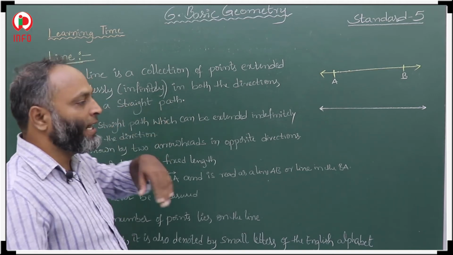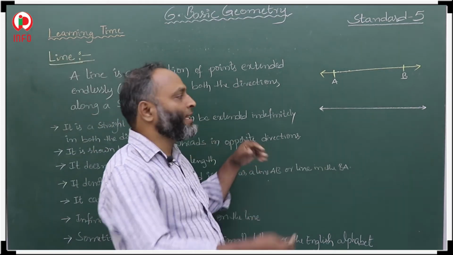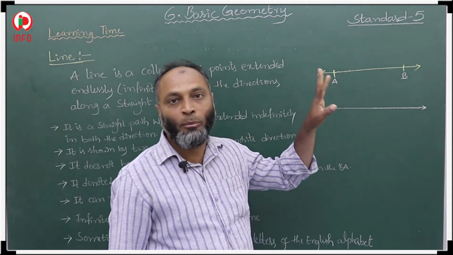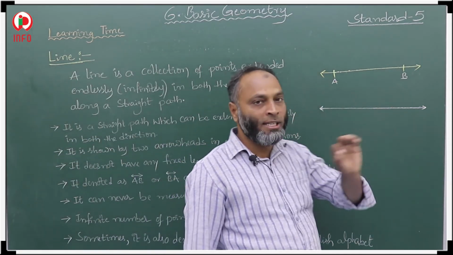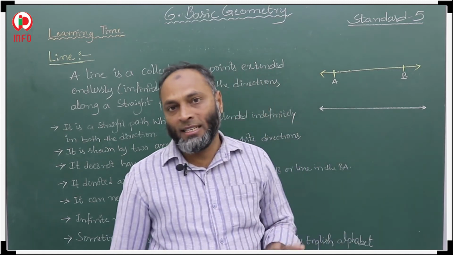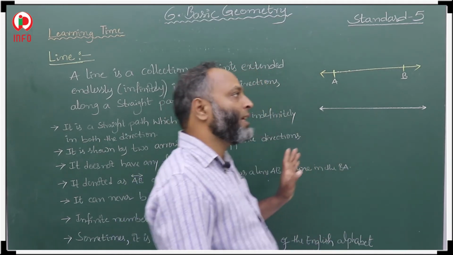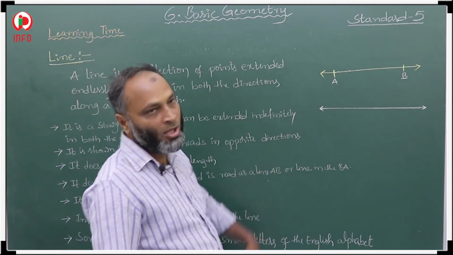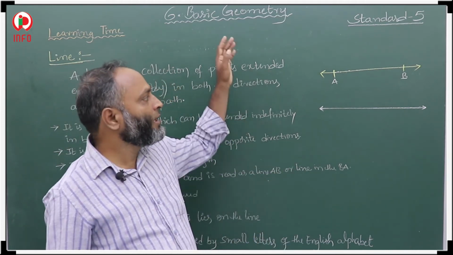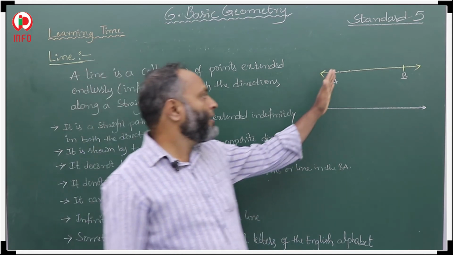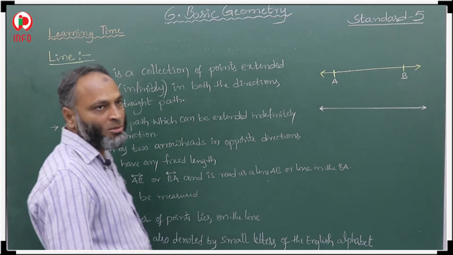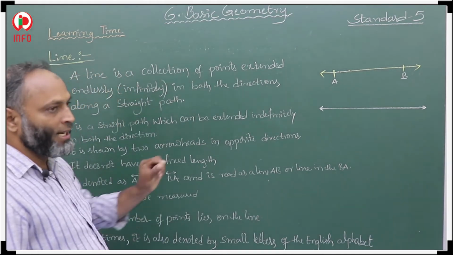Endlessly means in both directions. There is no end. If you ask whether any end point is there, no end point is there. Here in a line, there is no end point. It moves endlessly in both directions, right, left, or top or bottom, whatever, depending on the line. Here on the left side and right side, it moves infinitely in both directions. It is a line.